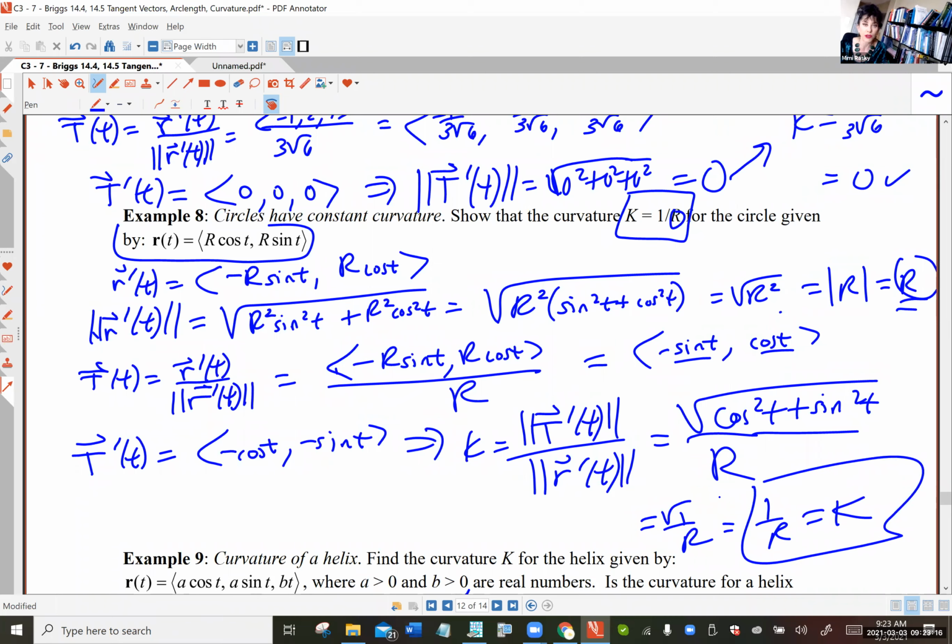Any circle you hand over to me, I can give you the curvature right away as long as I measure off the radius. And we're done. Cool beans. Questions so far? These are classic.